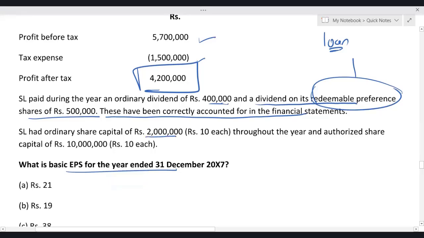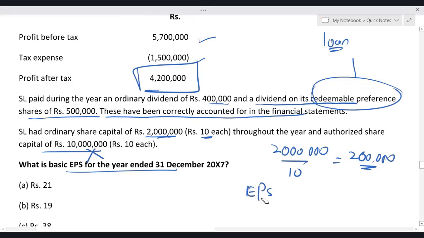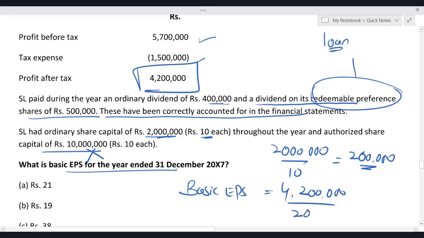Ordinary share capital is 2 million, par value is 10. And this authorized share capital has no link with EPS. Authorized share capital means this is the maximum share capital which the company can raise. Right now their ordinary share capital is 2 million, par value is 10. It means 2 million divided by 10, we are having weighted average shares of 2 lakh. So simply profit after tax is 4.2 million. So very easily basic EPS comes to $21.